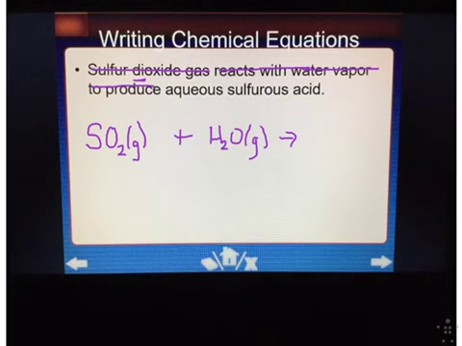And then aqueous sulfurous acid. And okay, we named acids before we left for this craziness. So the ending OUS tells us that we're looking for a polyatomic ion with the ending ITE, which means we're looking for sulfite. And sulfite looks like this, SO3, which has a 2- charge, so we need 2 hydrogens to go with it. And it's aqueous, so we have to include the AQ. So there's your skeleton equation.